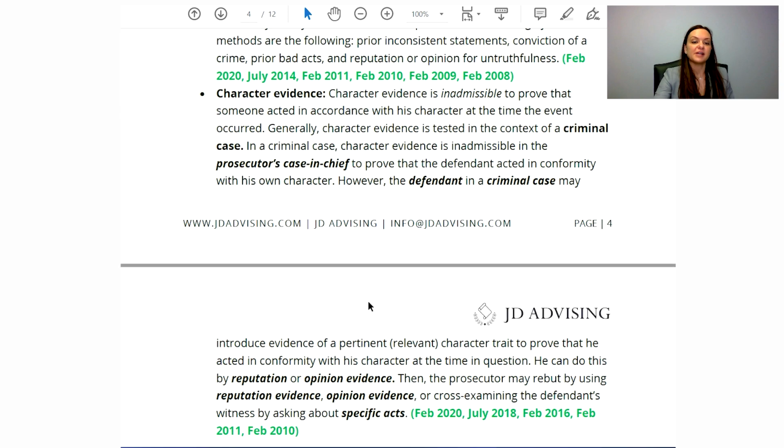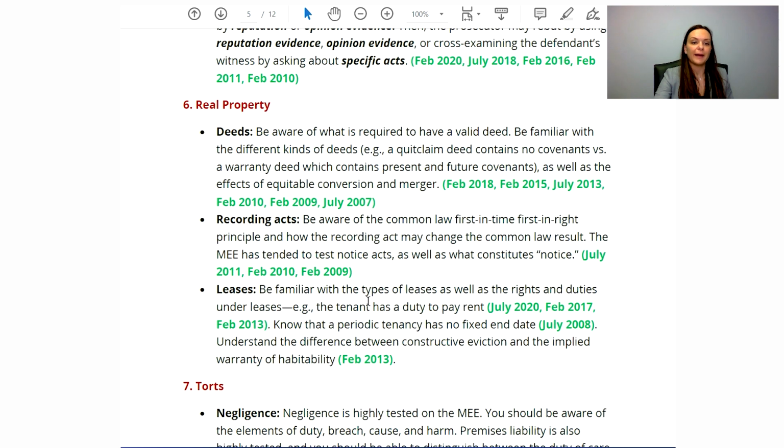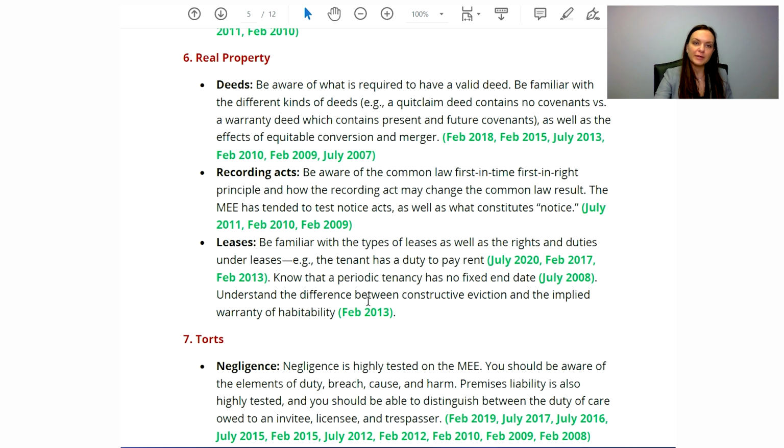Turning to our next subject, real property. So I know a lot of people find real property challenging. It's challenging in the way that it's tested on the MBE. I think it's just challenging all the way around. So this is a rather highly tested subject generally, and the highly tested topics within it are deeds, recording acts, and leases. So I want to briefly discuss recording acts.